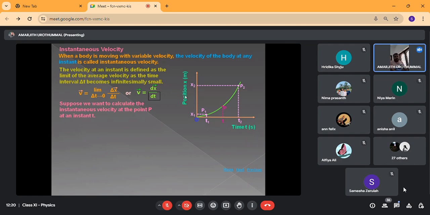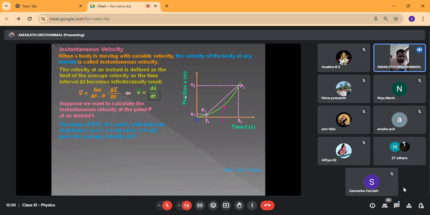You already told. How to find it? x2 minus x1 by t2 minus t1. Anakha, correct. x2 minus x1 divided by t2 minus t1. That means the slope of the graph, this line. Now be careful. Our aim is to find the velocity at point P. For that, I considered 2 points P1 and P2 and calculated the velocity.